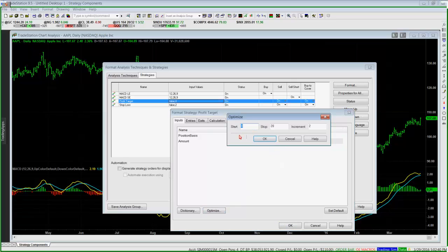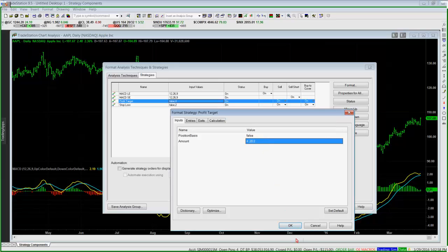So I'm going to optimize that in a range from 4 points to 20 points in increments of 2 points. So it's going to test a 4-point profit target, 6, 8, 10, 12, 16, 18, and 20. So there's 7 or 8 scenarios there. So I'm going to click OK.